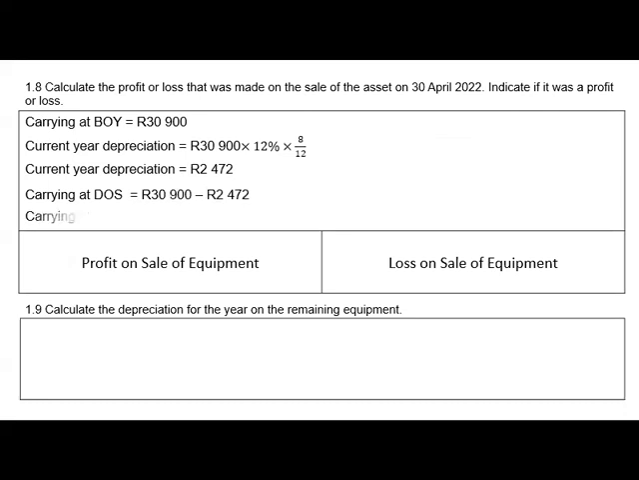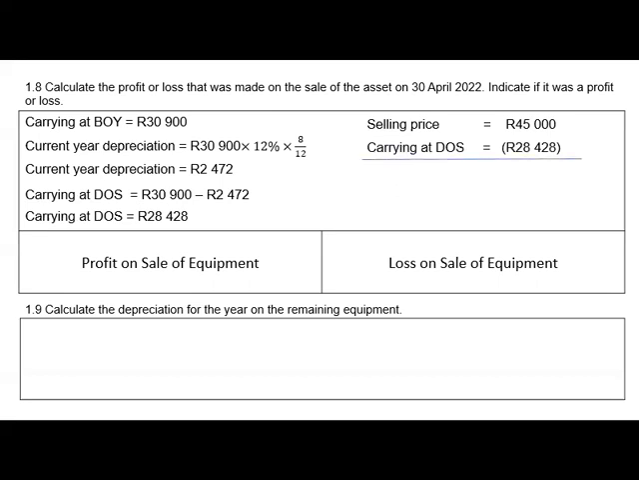72. It'll give me carrying value at the date of sale, which is 30th of April. Carrying value on that date will be 28,428. Now, we sold this equipment for 45,000 rand. The carrying value of this equipment was 28,428, giving us a profit on the equipment of 16,572. And that is a profit.